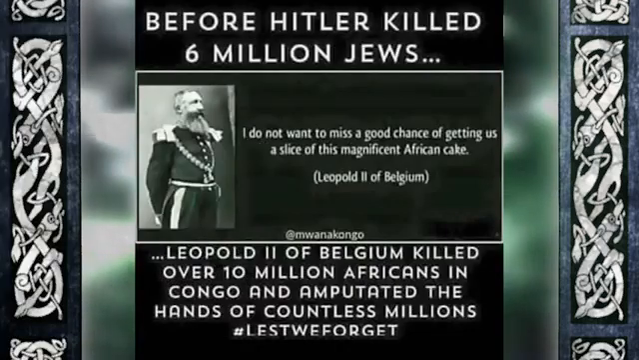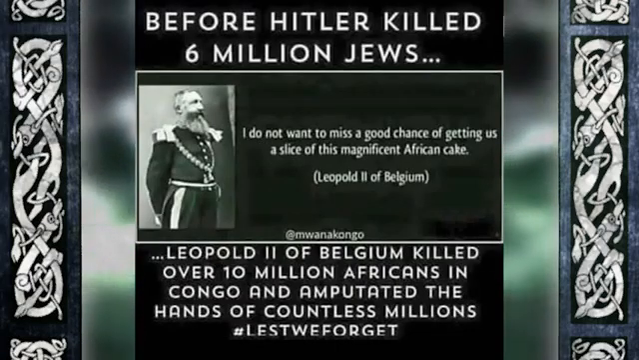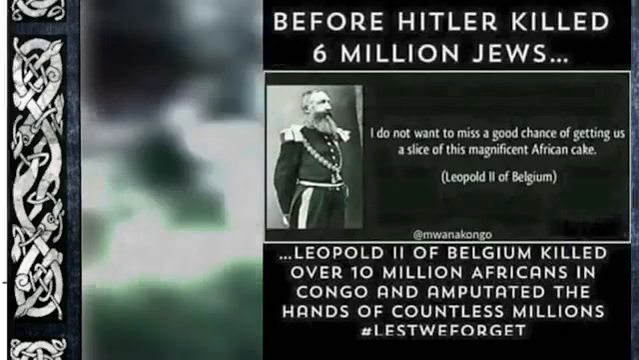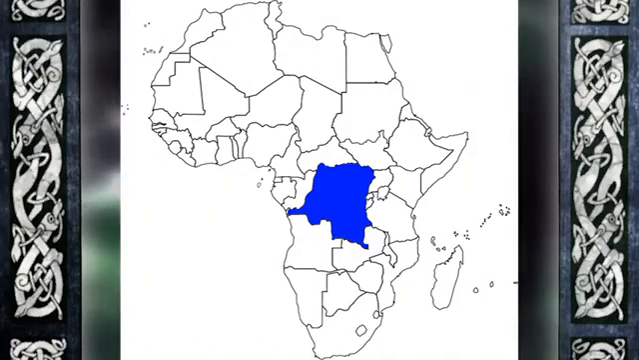A popular claim floating around the internet is that King Leopold II, between the years 1885 and 1908, when he ruled the area of the modern Democratic Republic of the Congo, killed 10 million people. This area was known as the Congo Free State, and in 1908 the Belgian government finally took over the area.